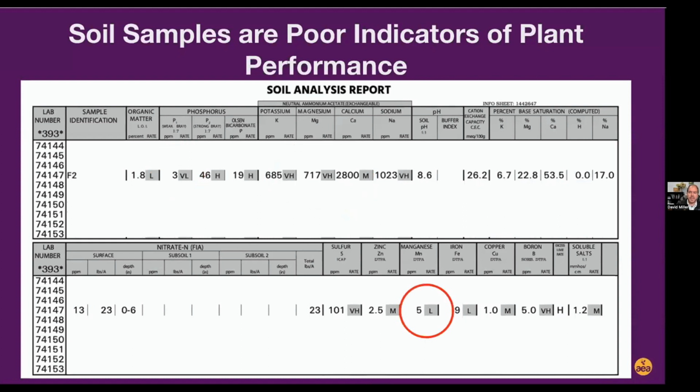Or when you look at your manganese, you can see we're really low in our manganese. We have 5. That's just 2 points higher than the sandy soil. So we probably need to apply a bunch of manganese here.